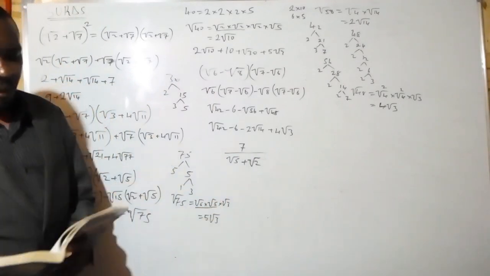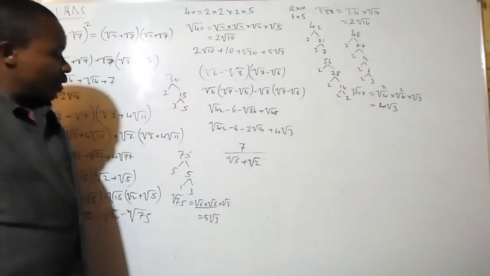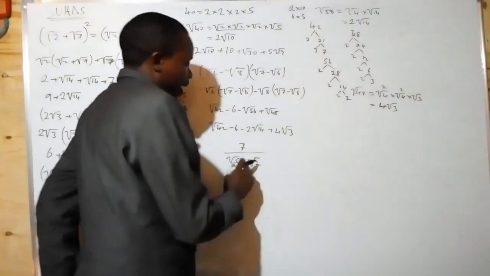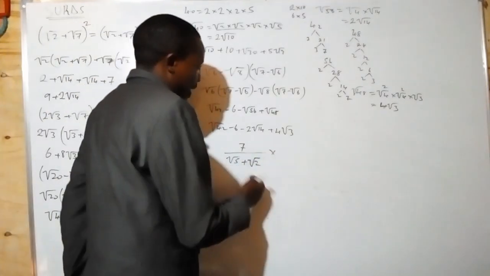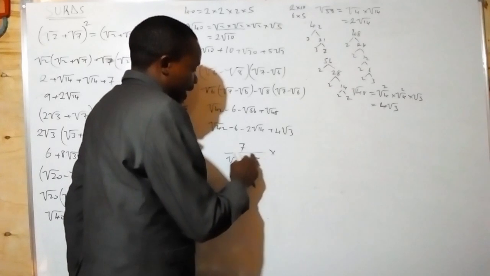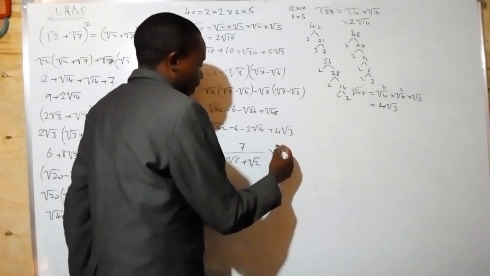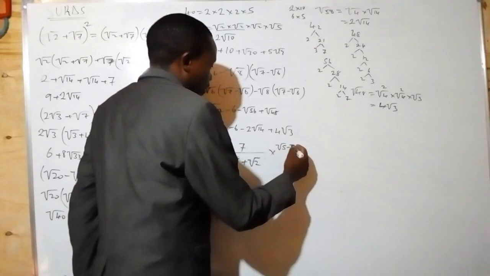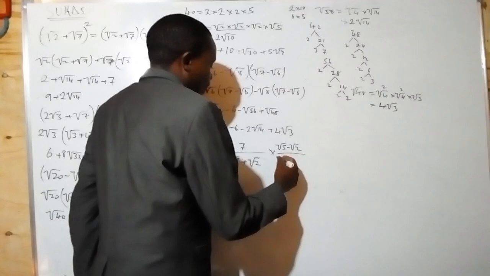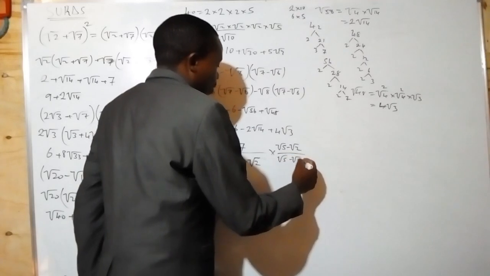Conjugate. So you are going to have the conjugate. You are going to multiply your numerator and denominator by this number, but the sign will change from positive to negative. Root 5, you call it conjugate. Root 5 minus root 2, like that.